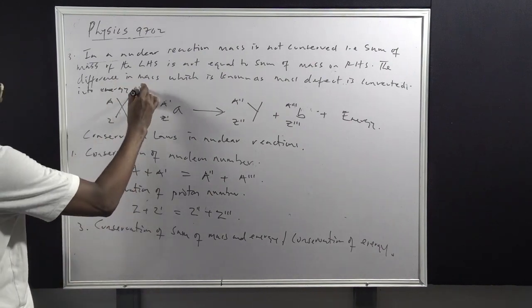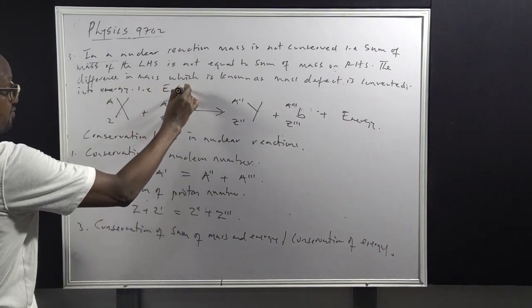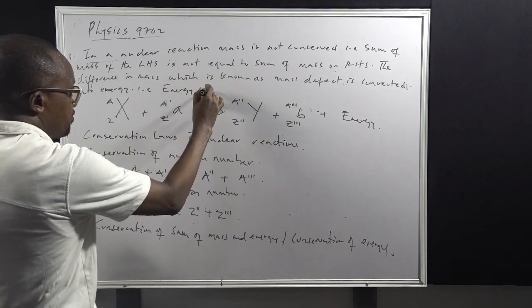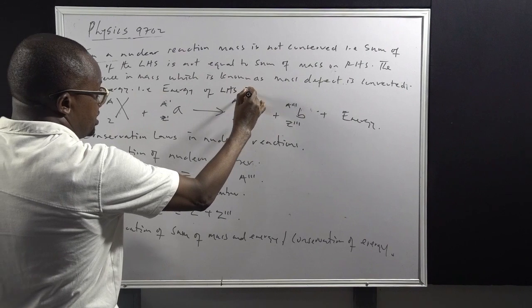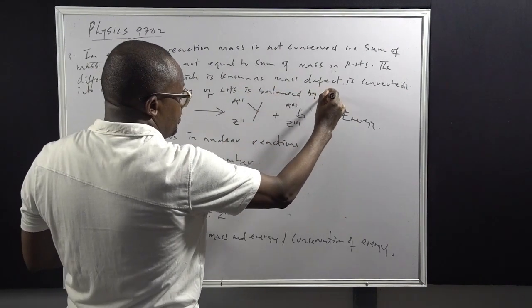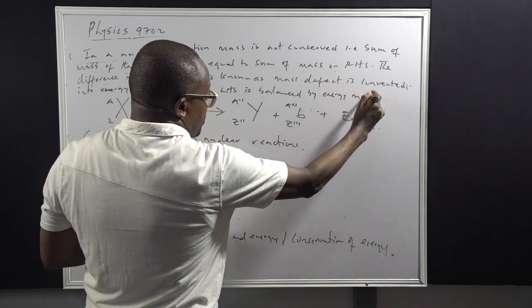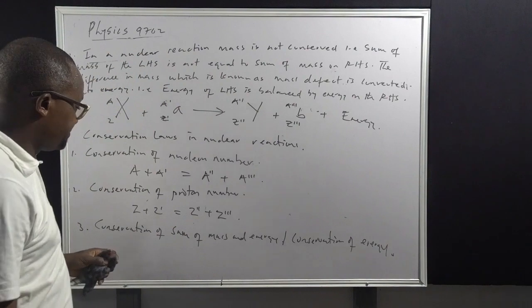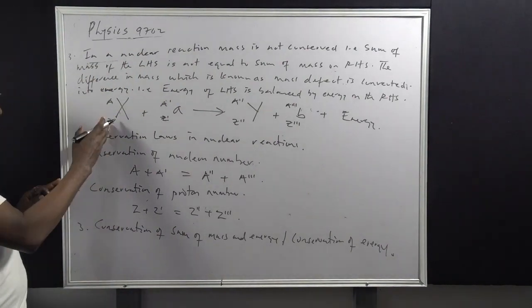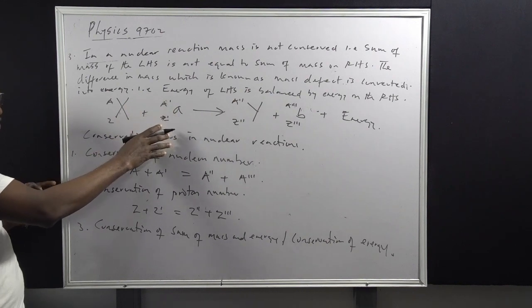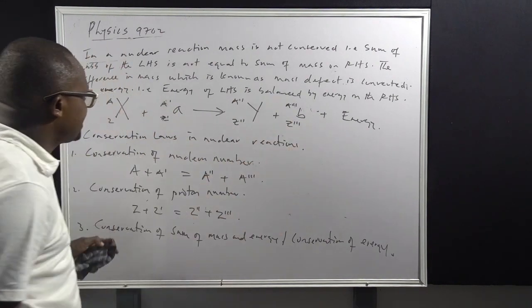Okay, i.e., energy on the left is balanced by energy on the right. So it is when you add the mass and the energy on the left-hand side that will be balanced by the mass and energy on the right-hand side.